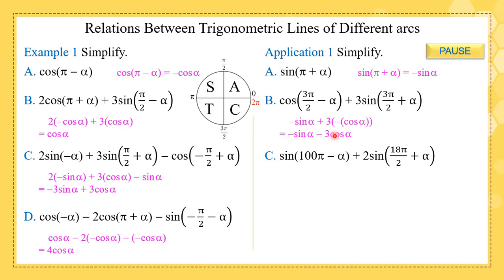Try to do it alone. Well, here, remember, 100 pi is the same as 50 complete rotations. So as if it doesn't exist, we can eliminate it. We get sine of minus alpha.